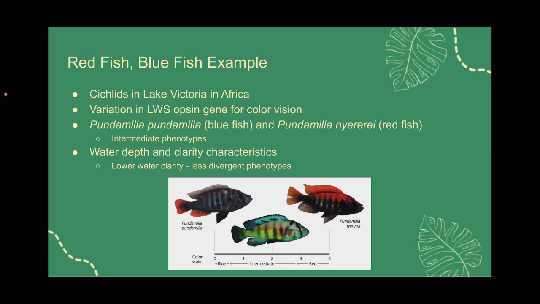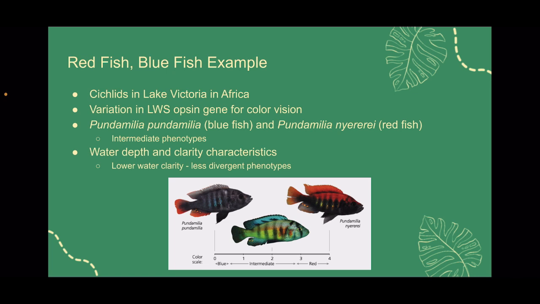LWS is a key opsin gene related to color vision found in cichlid species in this lake, and depending on the depth and clarity of the water that the fish inhabit, there are variations in their alleles for this gene. As a result of natural selection for improved color vision, species found in deeper depths have LWS alleles that respond more strongly to red light, while species in shallower depths have LWS alleles that respond more strongly to blue light.